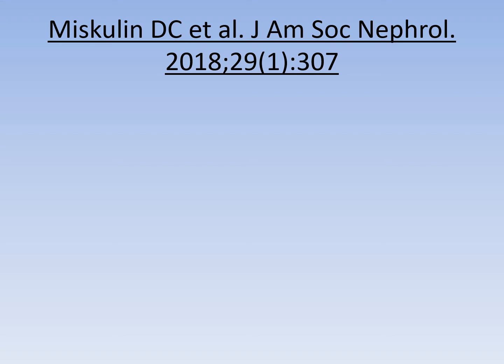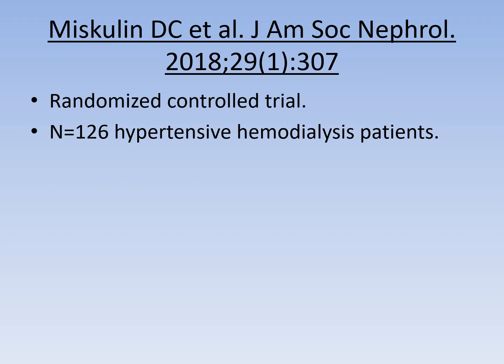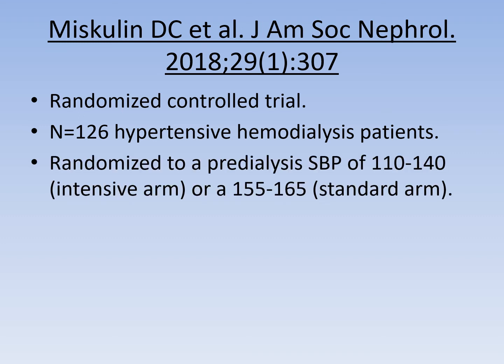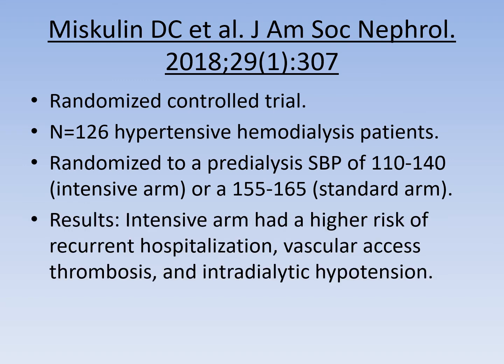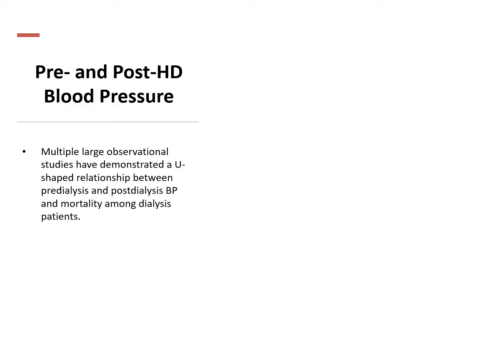For example, this is a study by Miskulin in 2018. It was a randomized controlled trial of 126 hypertensive hemodialysis patients. They were randomized to either a pre-dialysis systolic blood pressure of 110 to 140 or a pre-dialysis systolic blood pressure of 155 to 165. It turns out that the intensive arm actually had a higher risk of recurrent hospitalization, vascular access thrombosis, and intradialytic hypotension. In fact, multiple large observational studies have demonstrated what we call a U-shaped relationship between pre-dialysis and post-dialysis blood pressure and mortality among dialysis patients.